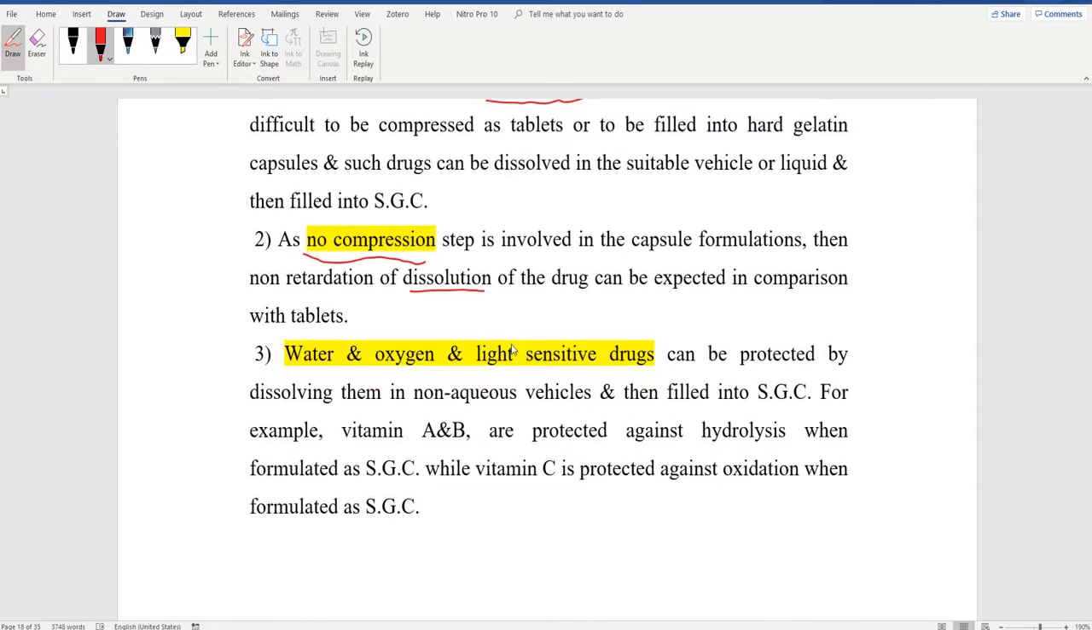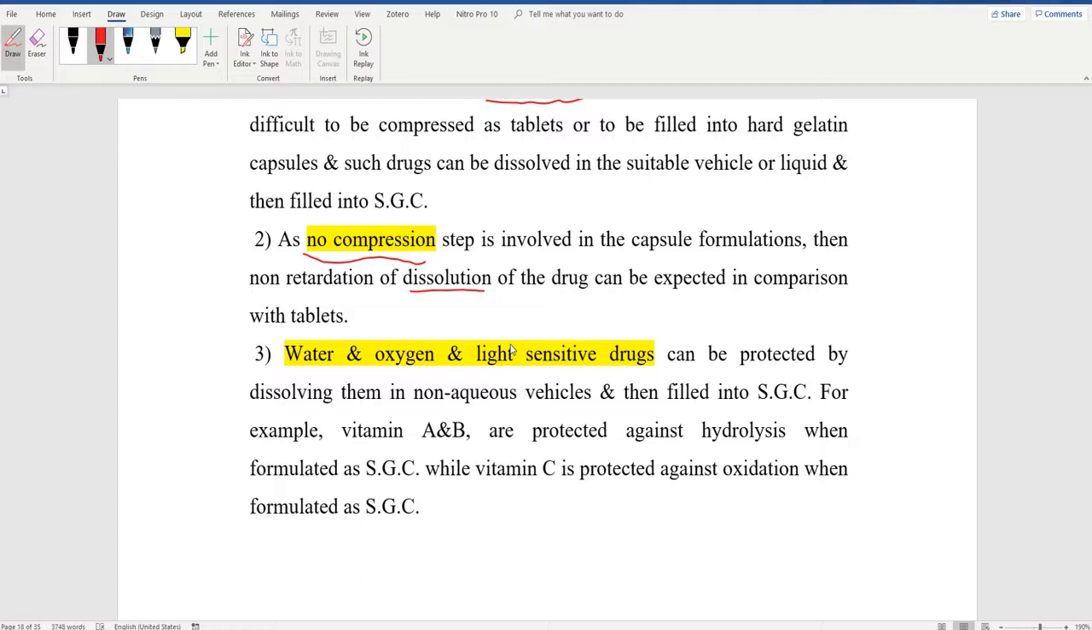Also, it can be a way of protecting drugs from moisture, from light, from oxygen, such as certain vitamins like vitamin A and B and C. We can protect them from hydrolysis or from oxidation inside the soft gelatin capsules.